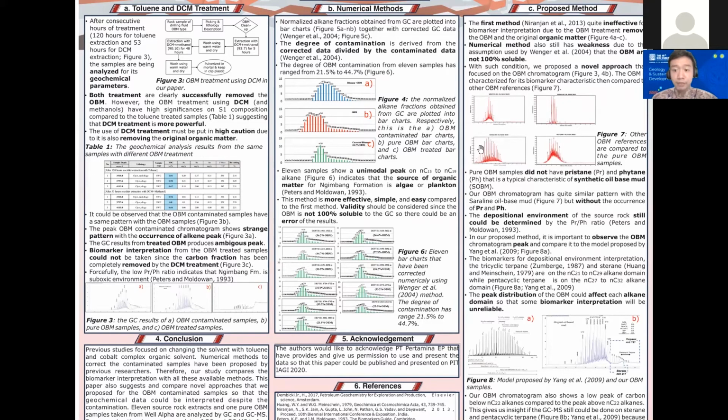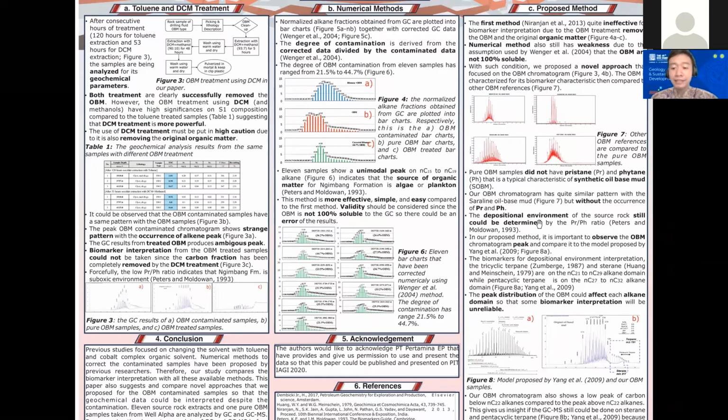The pure OBM samples, here you can see, did not have pristane and phytane based on the characterizations. No pristane and phytane are observed. That is typical of synthetic oil-based mud. This corresponds to the drilling report that well Alpha was drilled using the SOBM. Then our OBM chromatogram also has a quite similar pattern to the Saraline oil-based mud, but without the occurrence of pristane and phytane. Therefore, the original pristane and phytane are not affected by the OBM, so the depositional environment still could be determined.